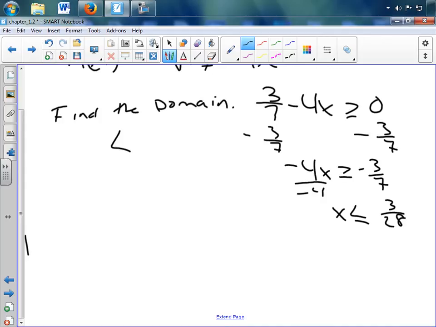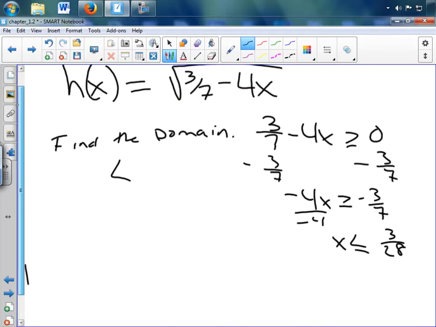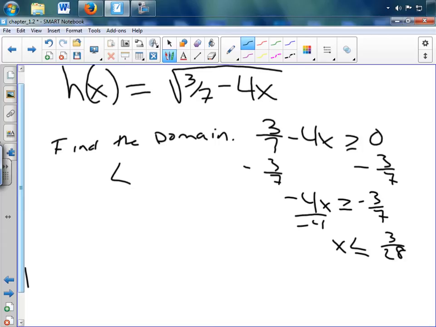Okay. So, all the answers less than 3/28 should work. Does that make sense? And just in case you're confused on selecting your domain, we could always just pick a number. What number less than that would work real well? 0. So, 3/7 minus 4 times 0. What's 4 times 0? 0. So we're okay. So all the numbers from negative infinity to 3/28 included work. That good?